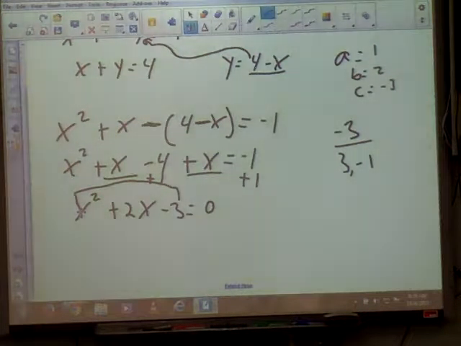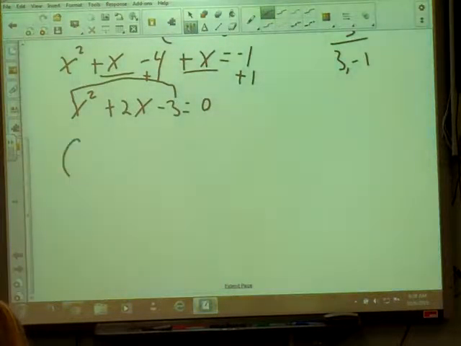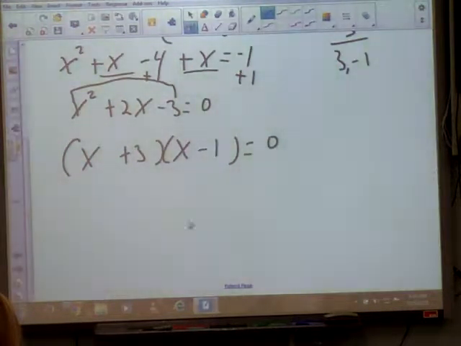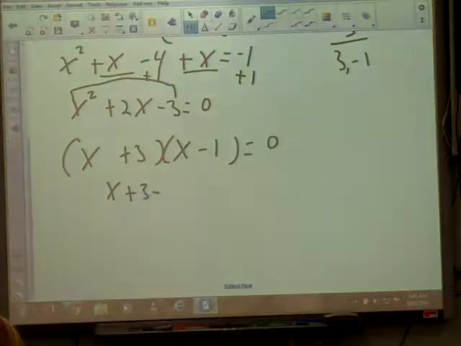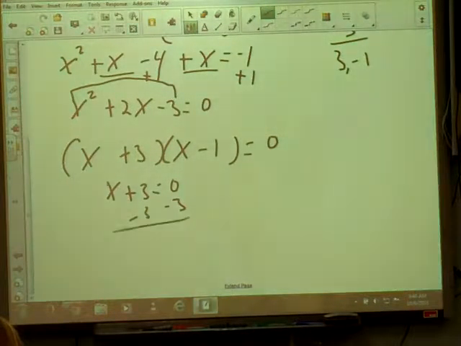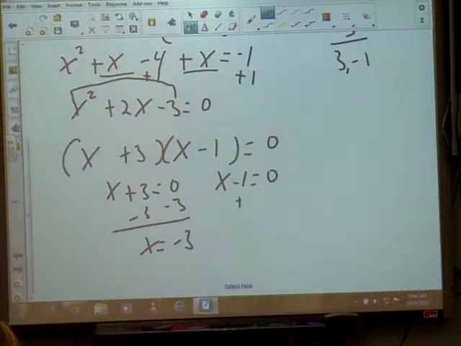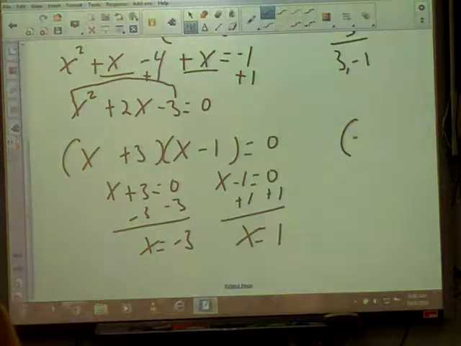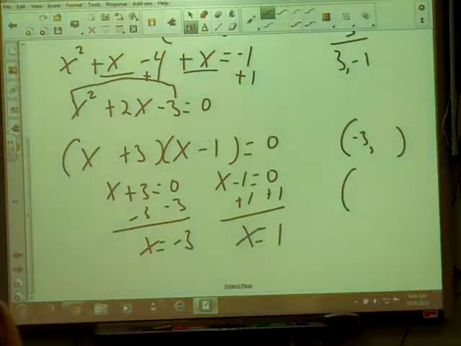Factoring. A times C is negative 3. Are there any factors of negative 3 that add to 2? Pretty easy to factor that. That's what I'm fixing to do. Quadratic formula: your A would be 1, your B would be 2, and your C would be negative 3. So you could do either one of those, factoring or quadratic formula. I'm going to factor. Reason, it's easy to factor, number 1, and my A is 1.